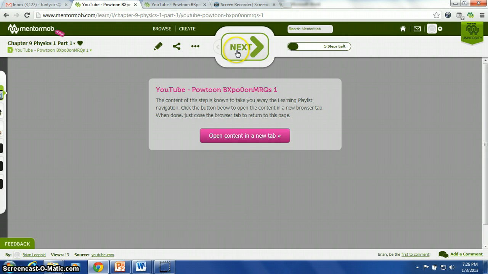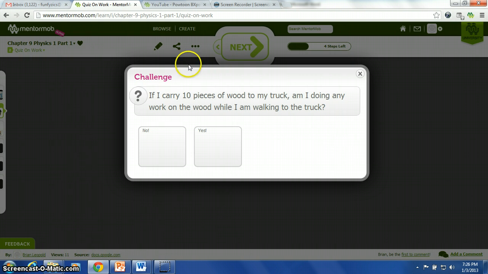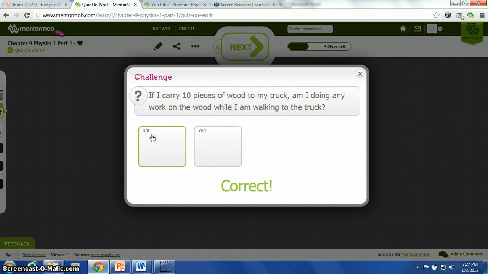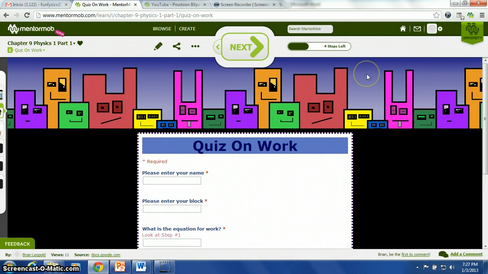Now what I'm going to do is take us to the next slide. I close that out. Challenge. If I carry 10 pieces of wood to my truck, am I doing any work on the wood while I'm walking to the truck? I don't think so. Correct. Let's close that. The next thing.